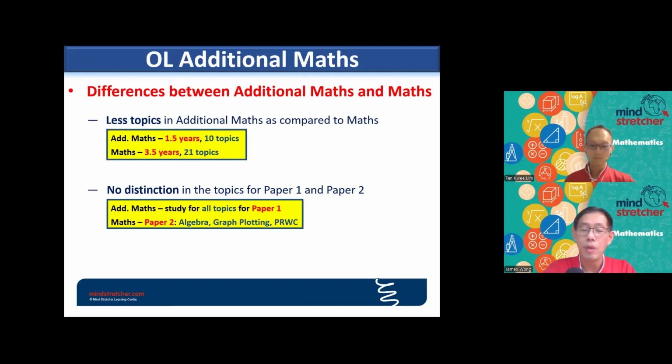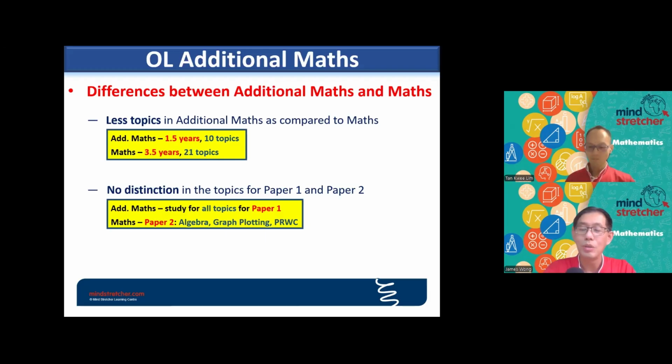And one more aspect that I want to share with all is in terms of the topics that are being tested in your paper 1 and paper 2. Now, for those of you who are very familiar with the mathematics paper, you will find that there are some differences in terms of the topics tested. So, for example, in mathematics, paper 2 typically will have a question on algebra or graph plotting or this PRWC question, the real world context question that I shared in the previous seminar. This one will typically come out in paper 2.